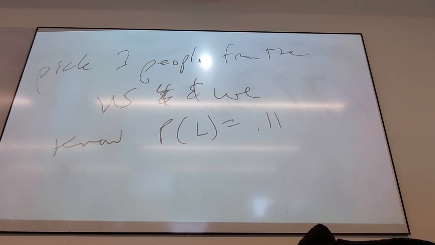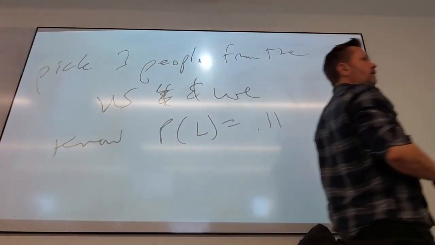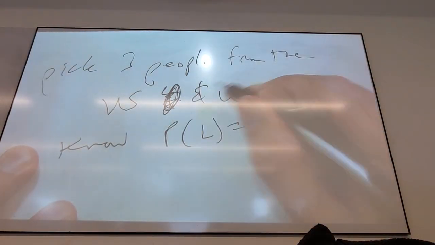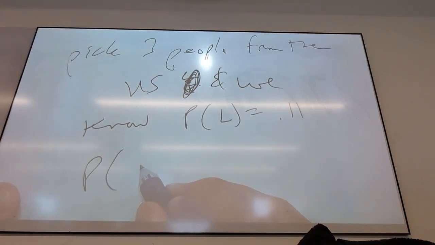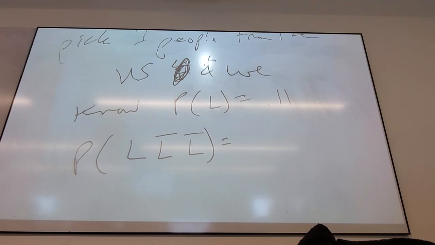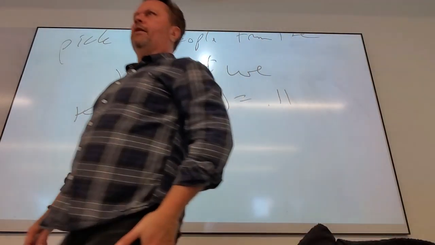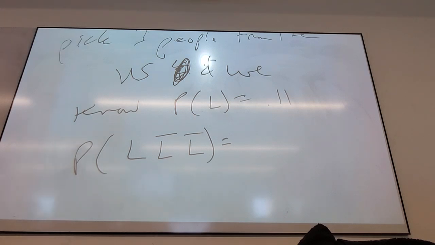If I pick 3 people from the US, and we know the probability of a left-handed person is 11%, I wanna know what's the probability to get a left-handed person and then not left-handed and not left-handed? Of course, why don't I just put right-handed? Because some people are both-handed and some people don't have both hands. So I need to put not left-handed to indicate you're not left-handed because there's a lot of other things you could be besides left-handed.